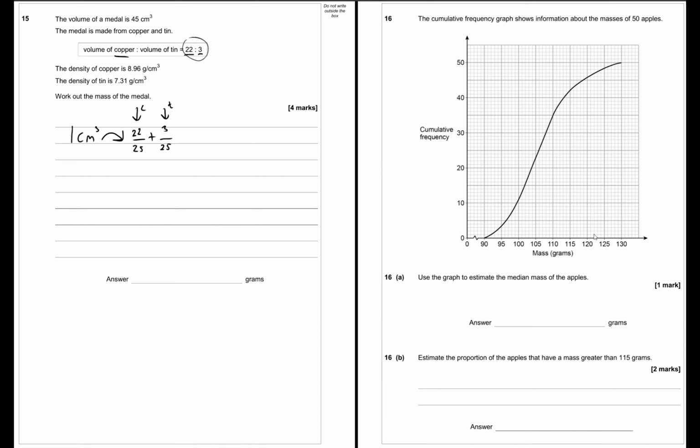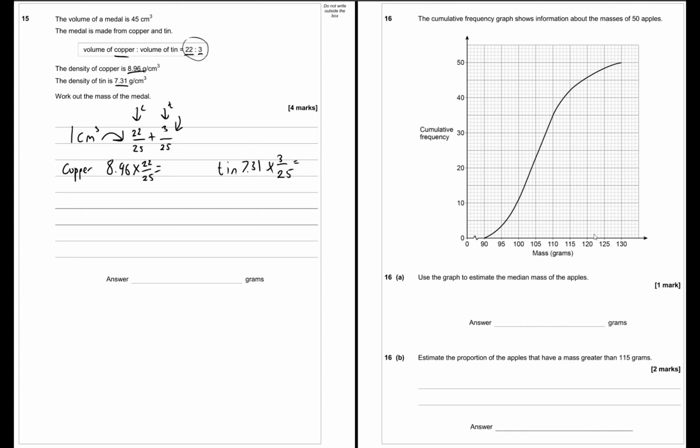So we know the density of copper is 8.96. So let's do 8.96 times by 22 over 25. Okay, so that is copper. And then let's do tin, which is going to be 7.31 times by its ratio, which is going to be 3 over 25. So get your calculator and put these numbers in.